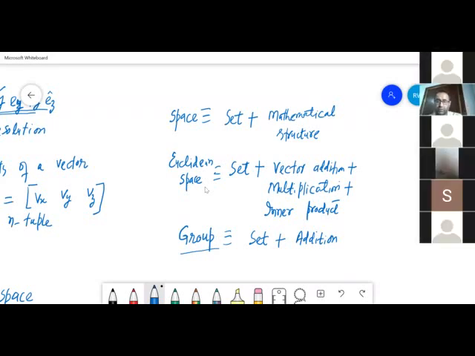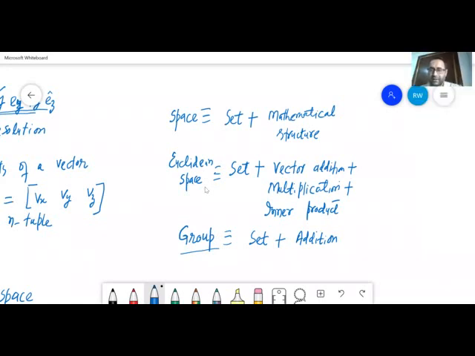So what do I do, how do I get a group? I take a set, then I define some sort of mathematical structure on it. I define an algebraic operation on the set, then I get a group. Similarly, in Euclidean space, I get a set, then I get these operations on it, and it becomes very, very rich.